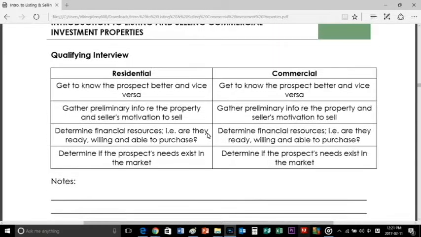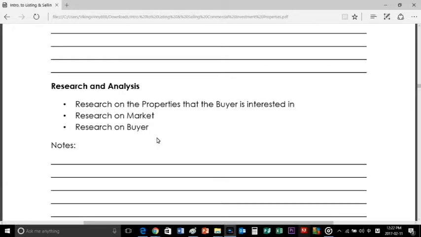Qualifying interview. Residential, get to know the prospect better and vice versa. Commercial, same. Residential gathers preliminary info regarding the property and seller's motivation to sell. Commercial, same. Residential is determine financial resources, i.e., are they ready, willing, and able to purchase? Commercial's the same. Residential determine if the prospect's needs exist in the market. Commercial is the same.